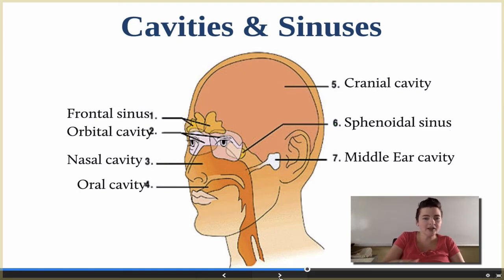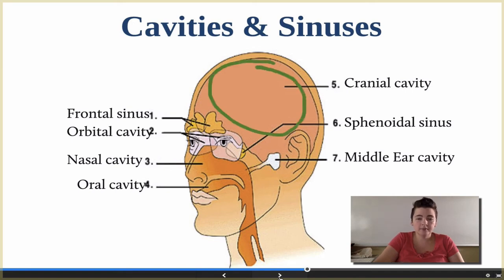Cavities are basically areas within the body that house organs. You have the cranial cavity. The cranial cavity contains the brain. The middle ear cavity here contains the bones that vibrate within your ear. The orbital cavity here contains the eyeballs. The nasal cavity warms up air. And the oral cavity contains your tongue and also is the receptacle for food.